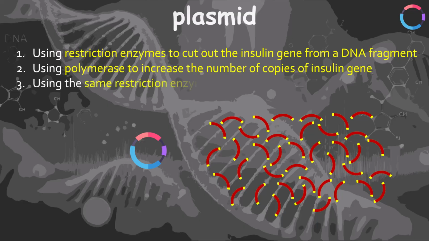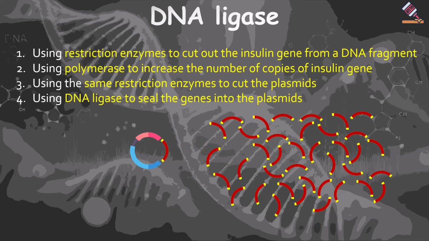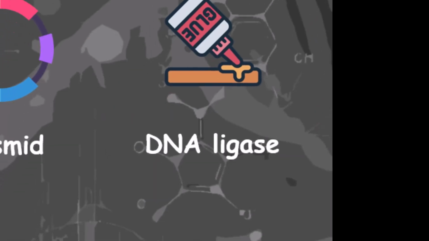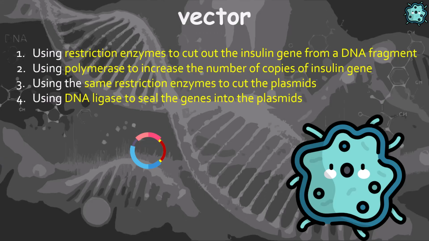Using the same restriction enzymes as before, we can cut the plasmid, leaving a gap for DNA ligase to do its job. Ligase is like a glue that can seal the gene into the plasmid. Once the plasmid has the gene inserted, it is known as a recombinant plasmid. And because we produced a lot of copies of the gene of interest, they can also be sealed into other plasmids. After that, we need a host or vector for the plasmid, which is normally a bacterium or virus.